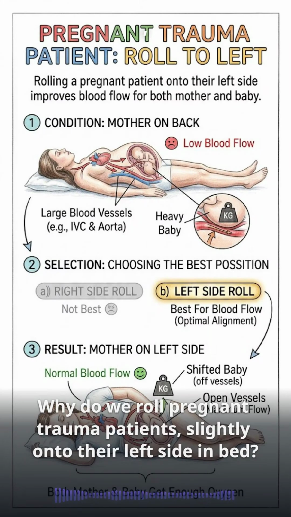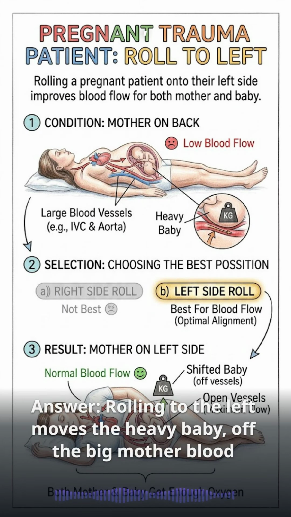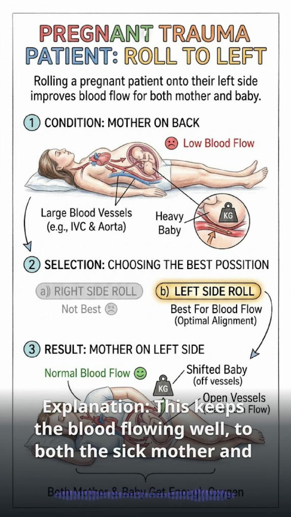47. Why do we roll pregnant trauma patients slightly onto their left side in bed? Rolling to the left moves the heavy baby off the big mother blood vessels. This keeps the blood flowing well to both the sick mother and her baby.